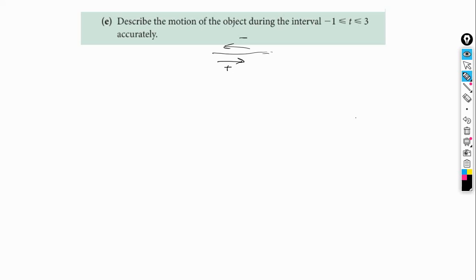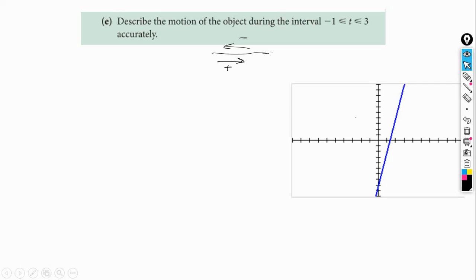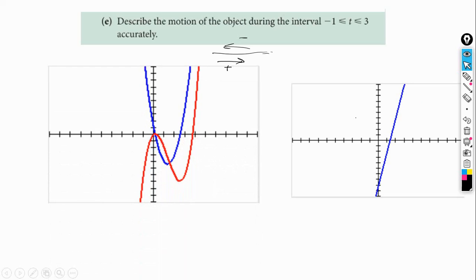Luckily, if we take a look at the acceleration, remember the acceleration graph was linear, so that means the acceleration is constant and we don't even have to bother describing the acceleration. All we have to do is describe velocity and displacement. So I put both graphs on the same set of axes in order to understand how to describe its motion and its velocity. So the red graph is the displacement.